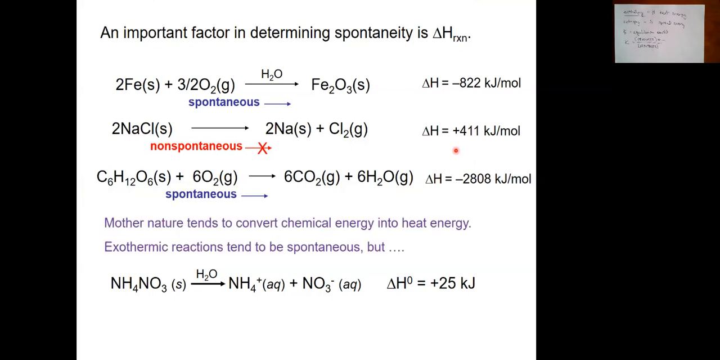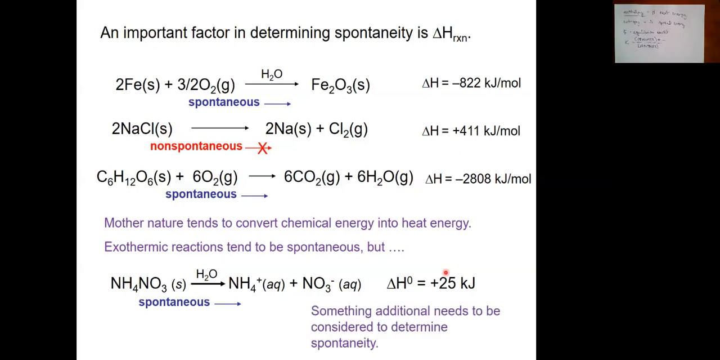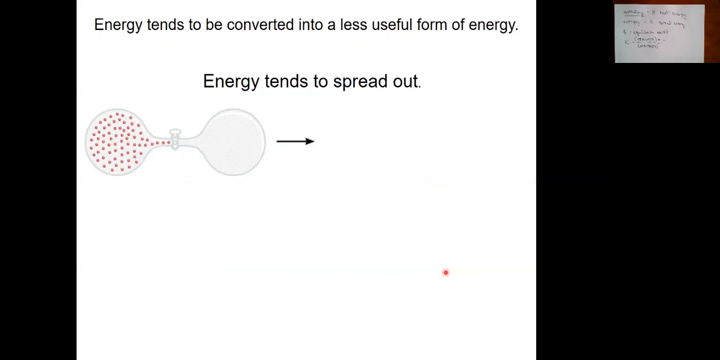Not at all. Because as it turns out, this bottom reaction has a positive delta H, so it's an endothermic reaction. However, this reaction is spontaneous. So that leads us to know that enthalpy, endo and exo, is an important factor when determining spontaneity or non-spontaneity, but it's not the only factor. The other factor to consider, we will say, is entropy. So entropy is the spread of energy. Energy tends to spread out on its own.